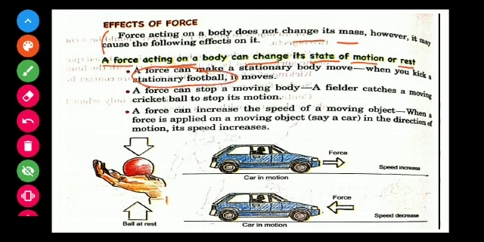Second example, a force can stop a moving body. For example, this is your moving body, moving with some velocity v. If we apply a force from the opposite direction, there is a change in the state of the body, and the body can stop by applying this force. Therefore, the second example is that force can stop a moving body. For example, a fielder catches a moving cricket ball to stop its motion.